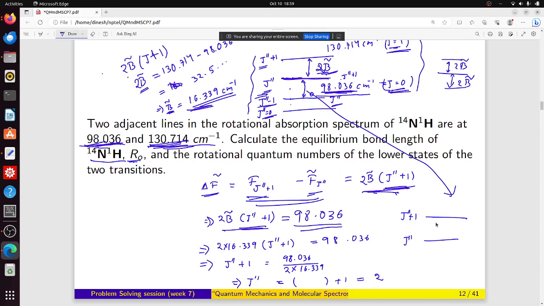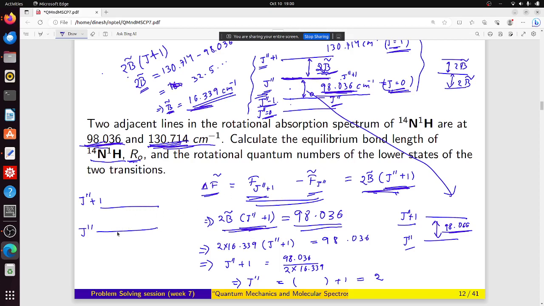Now assume this is the scenario, like 98.036. This is the energy difference required to make the transition from this one to this one. Like we are using this formula, right? This is the general formula for transition from J double prime to J double prime plus 1, right? So if I take J double prime minus 1 here and apply the same formula, it will be wrong, right? So I am rephrasing this scenario in this frame.